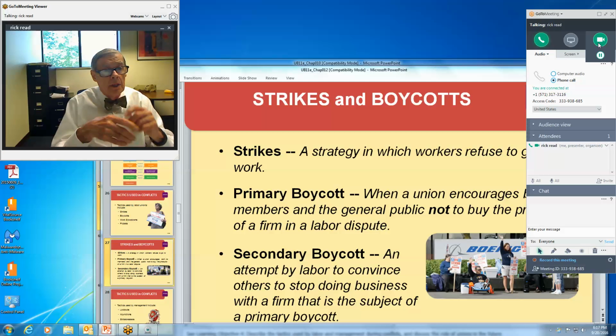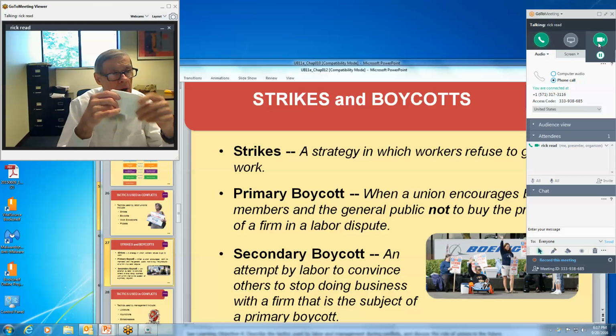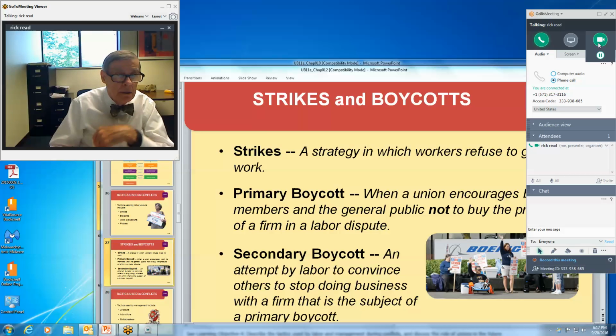There are two kinds of boycotts, a primary boycott and a secondary boycott. In the primary, the union encourages its members and the general public not to buy the product of the company that is being struck. A secondary boycott is an attempt by the labor union to convince others to stop doing business with that firm that is subject to the primary boycott. So one is not to buy the product, and the other is not only not to buy the product, but to stop doing business.